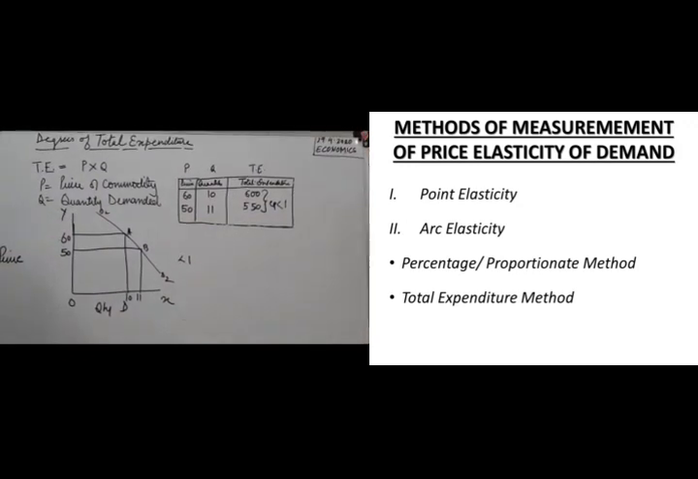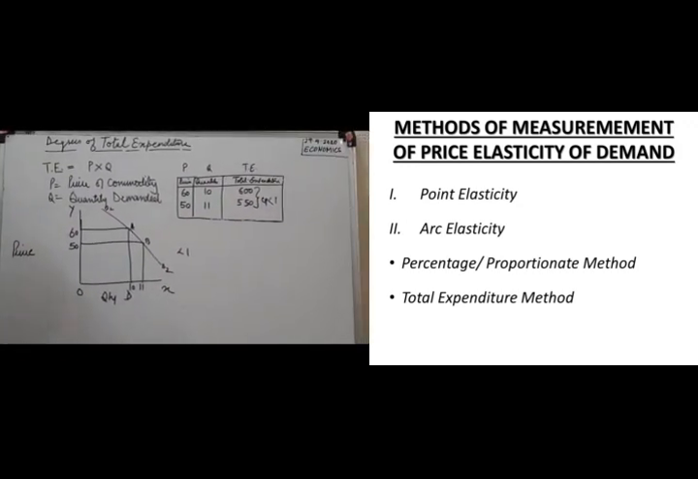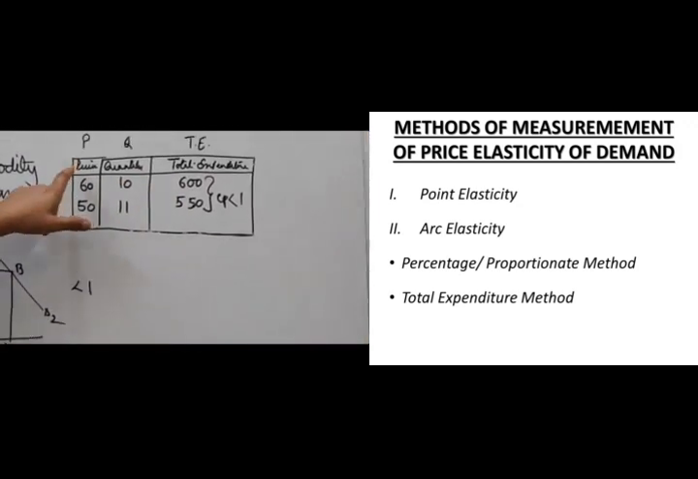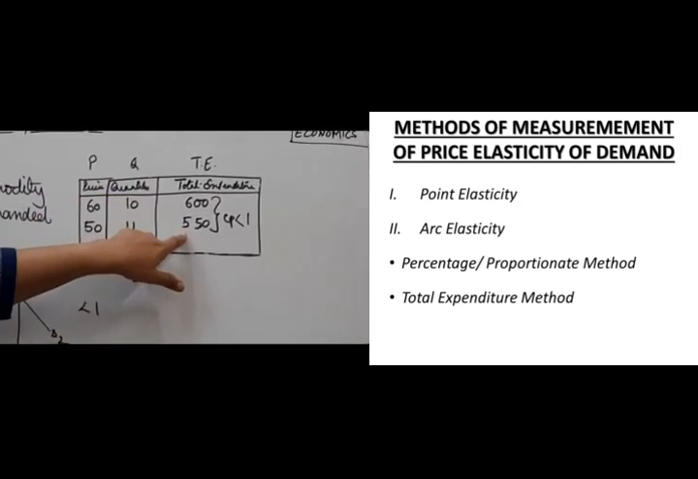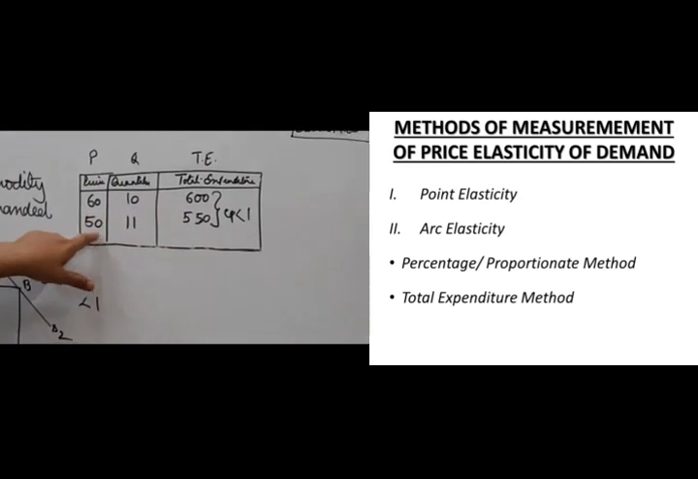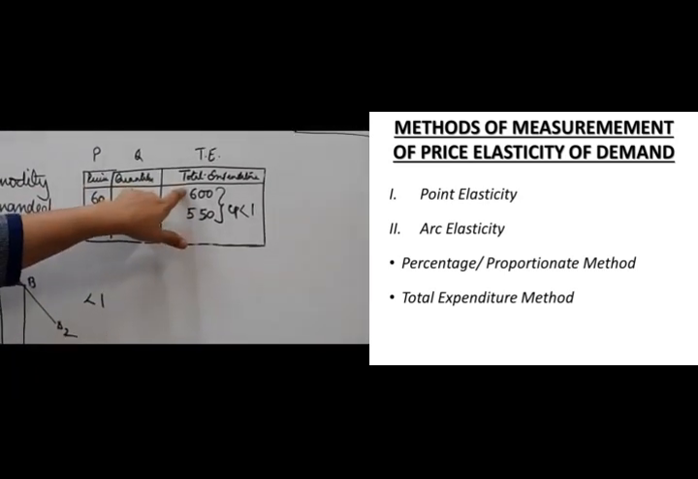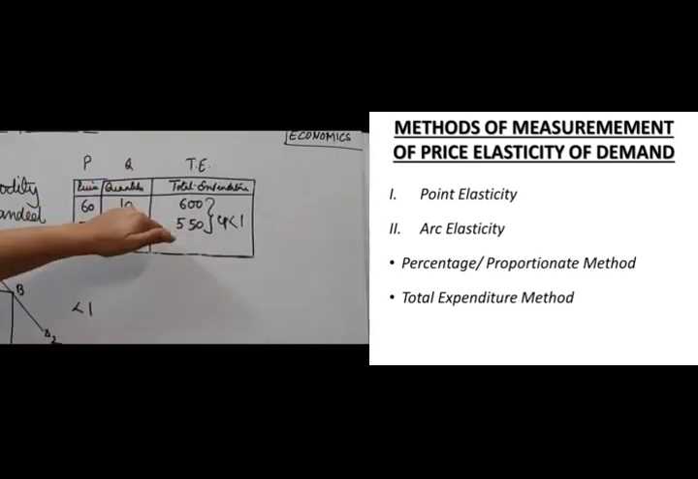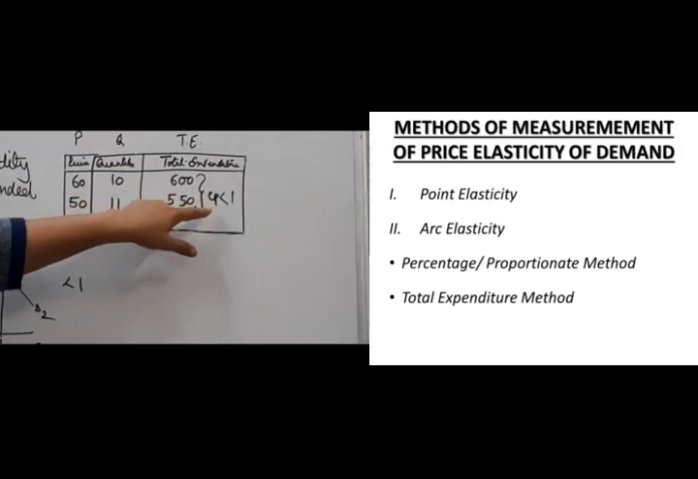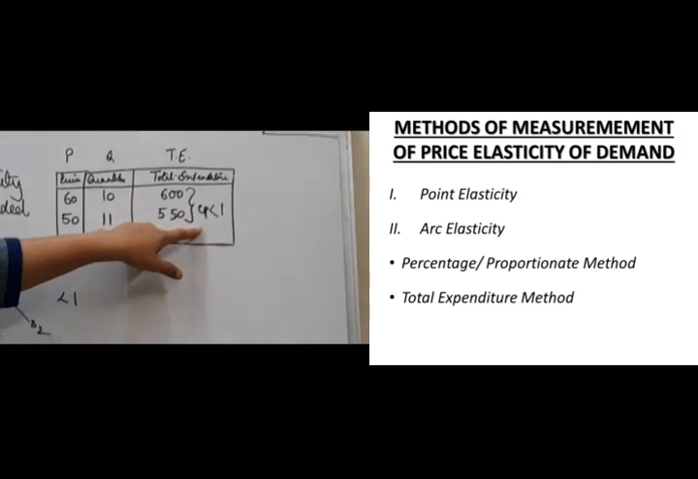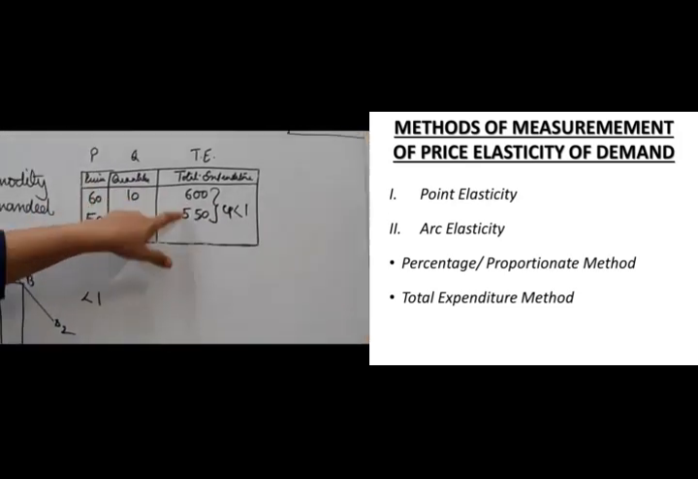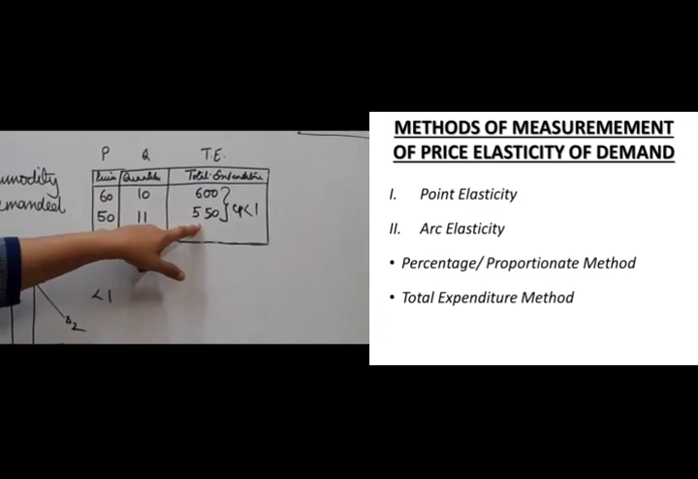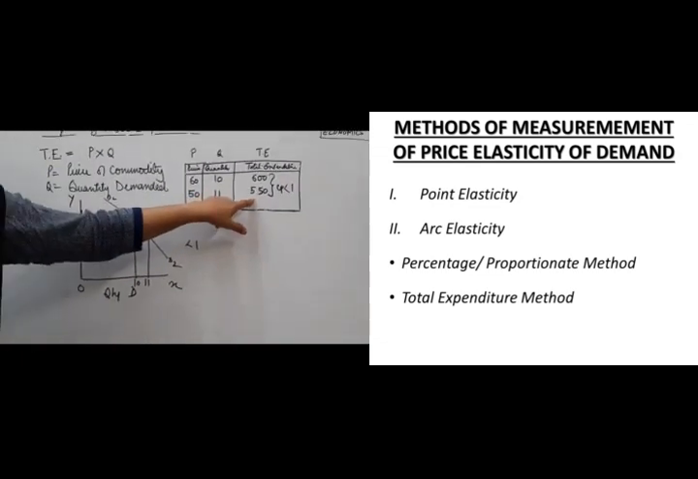What it says is that when a fall in the price of a commodity reduces total expenditure, when the price falls, the total expenditure falls, and when the price rises, the total expenditure rises. That means both of them are moving in the same direction. Then we term it as less than 1. Again I will say, when the price and total expenditure move in the same direction, then the degree of total expenditure method will be less than 1.